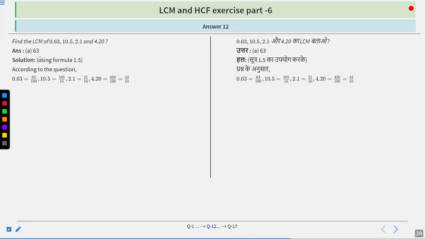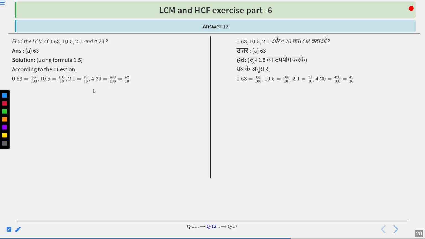Now, 0.63 can be written as 63 upon 100. 10.5 can be written as 105 upon 10. 2.1 can be written as 21 upon 10. And 4.20 can be written as 420 upon 100.